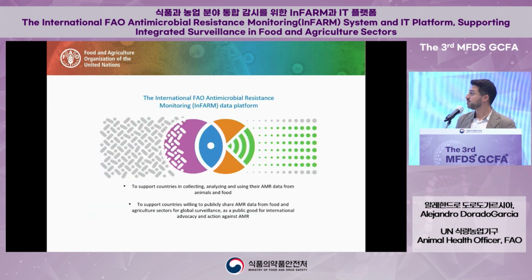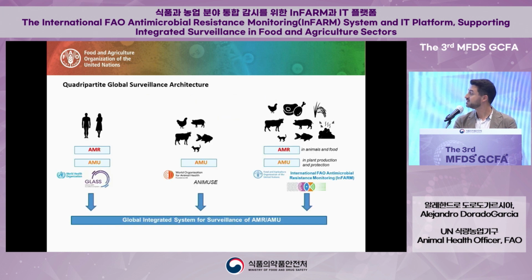So, of course, we know integrated surveillance is recognized as one of the main mechanisms to support evidence in the One Health spectrum. So this is recognized, integrated surveillance in AMR, in AMU, but also integrated surveillance in humans, animals, and also the environment. So the quadripartite, we are working together in different initiatives on integrated surveillance.